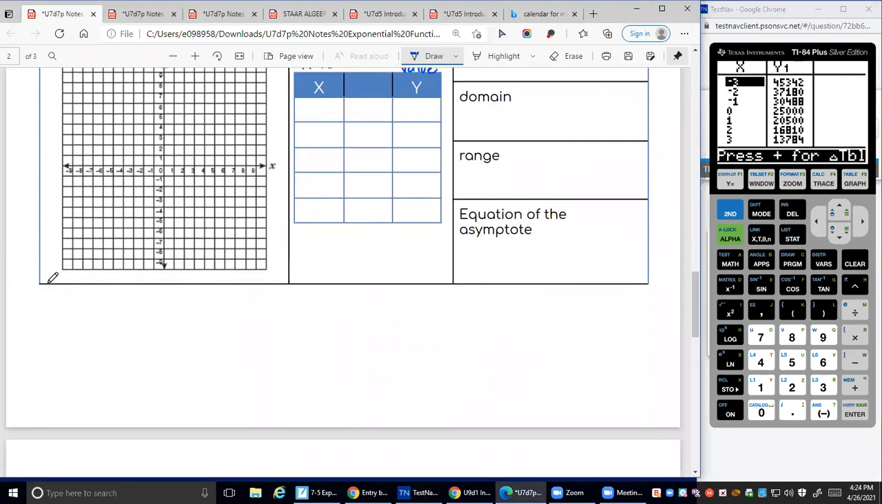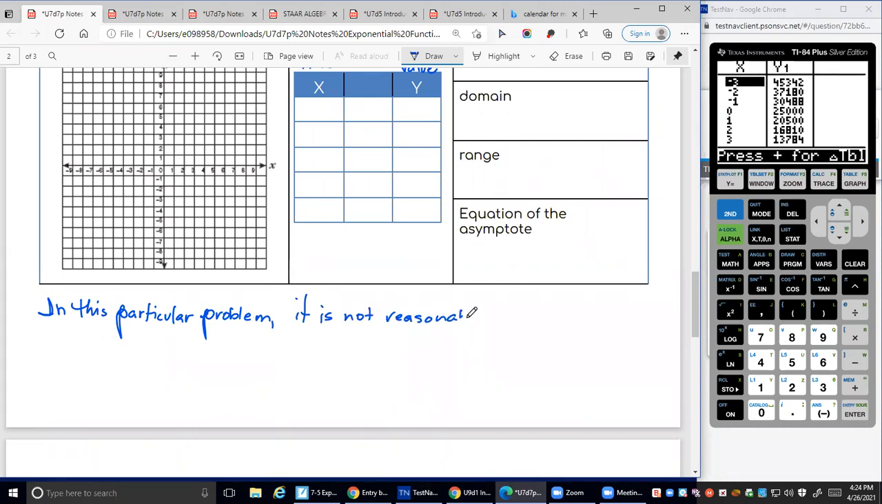Okay? So in this particular problem, it is not reasonable for me to write in a straight line to have X being less than 0, right? Because it's a new car. So just kind of know that, and each problem is a little bit different, right?